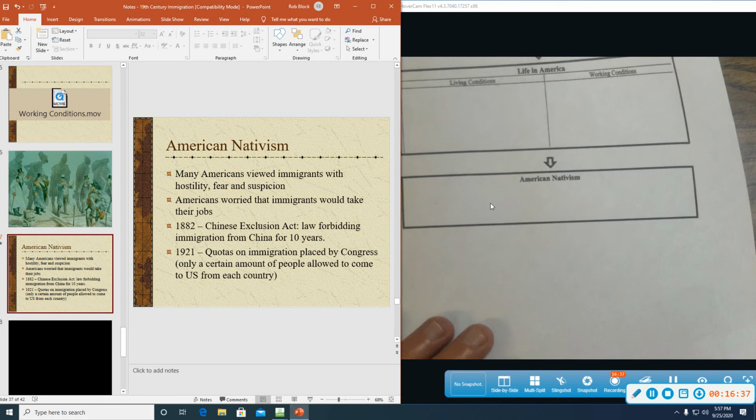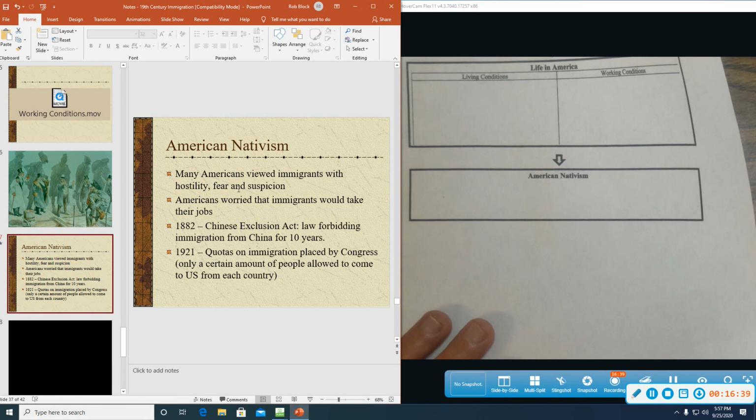Okay, so let's go down to American nativism and fill in this last box. Many Americans viewed immigrants with hostility, fear, and suspicion. Americans worried that immigrants would take their jobs. So that's nativism. We've already learned about the Chinese Exclusion Act, but go ahead and add that in there because it ties in with this nativism attitude.